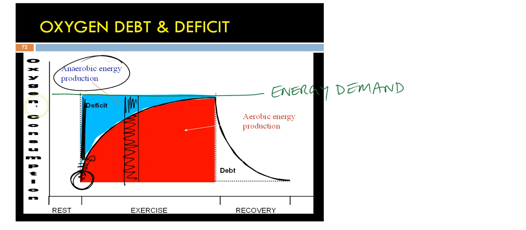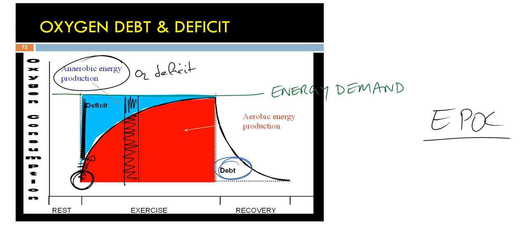The anaerobic energy production is referred to as oxygen deficit, and previously the oxygen that was required above resting levels, so what we now call EPOC, excess post-exercise oxygen consumption, this was referred to as oxygen debt.